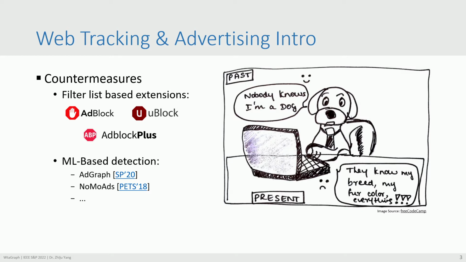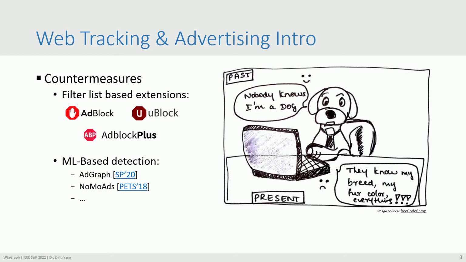Here, there are some limitations with both solutions. For example, with the first one, filter list-based solutions, you have rule-based lists, and you're going to spend a lot of effort to manually maintain the filter list. And with the machine learning-based solutions, performance-wise, there's still a lot of room to improve. That's why in this work, we want to have a better tracking and advertising detection to help out this dog over here and to also protect ourselves.